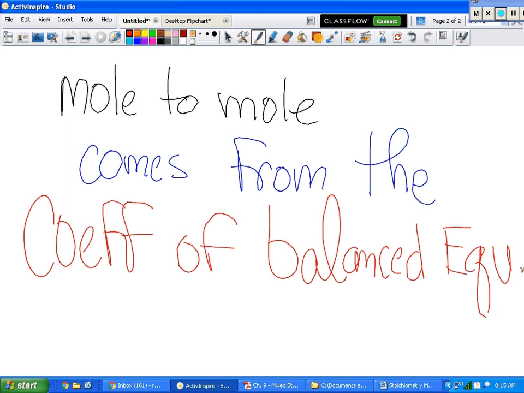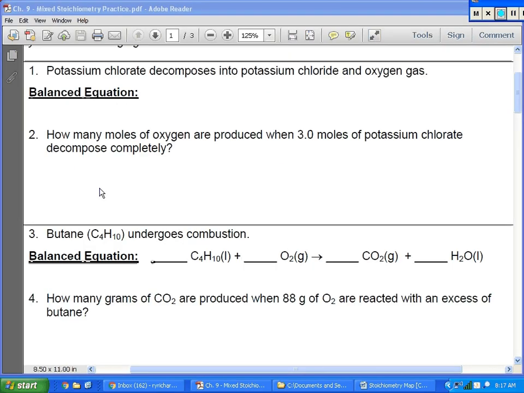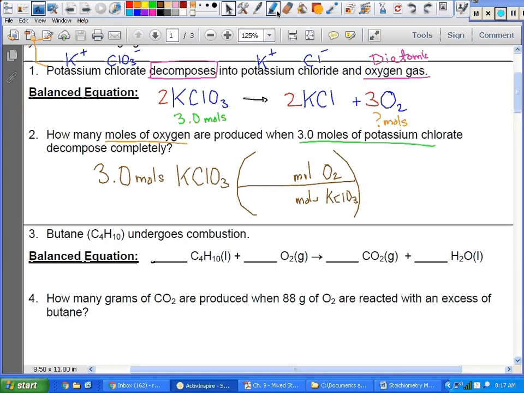All right. So again, the mole to mole comes from the coefficients of the balanced equation. So Sarah, what is the coefficient of oxygen? Thank you, ma'am. Zeba, what is the coefficient of potassium chloride? Thanks, Zeba.